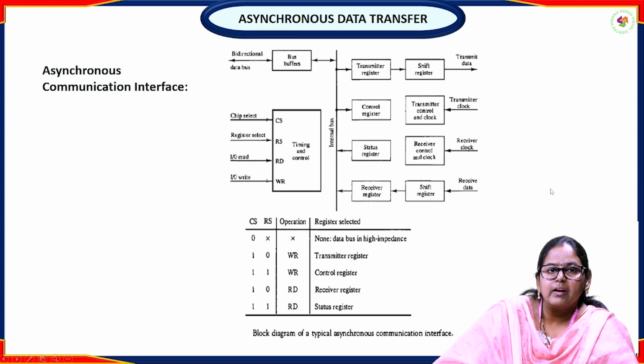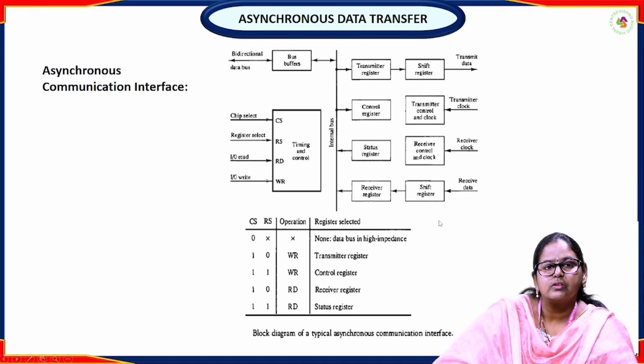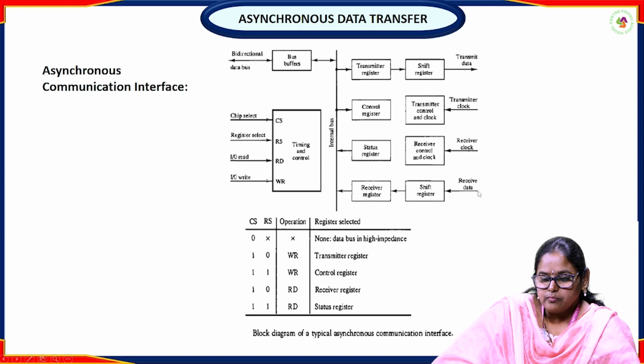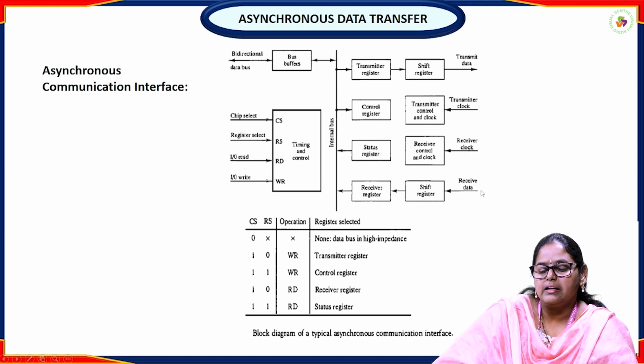Now, let us see how exactly the interface is going to receive the data from the input device and how it sends it to the CPU. From any of the input devices, it receives the data. When it receives the data from the input device and stores it in the shift register, the start and stop bits will be there. Why? Because it needs to identify that data is coming.